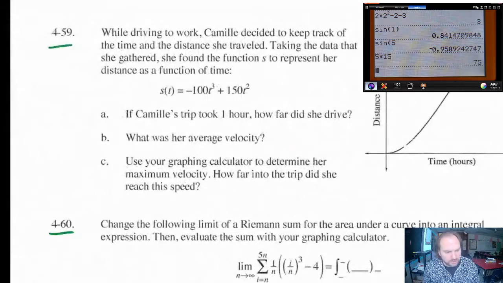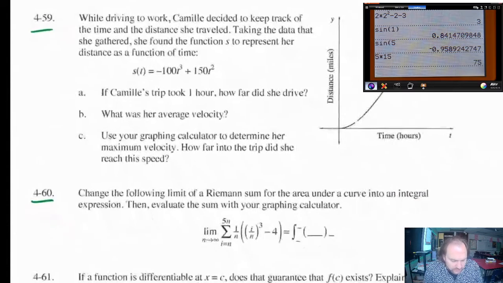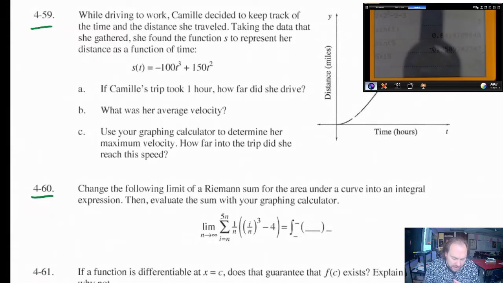Okay, let's keep going. Knew this one was going to go a little long, so we're about 10 minutes in right now, which is fine. While driving to work, Camille decided to keep track of the time and distance she traveled. Taking the data that she gathered, she found the function s to represent her distance as a function of time. So we have s of t right there. If her trip took 1 hour, how far did she drive?